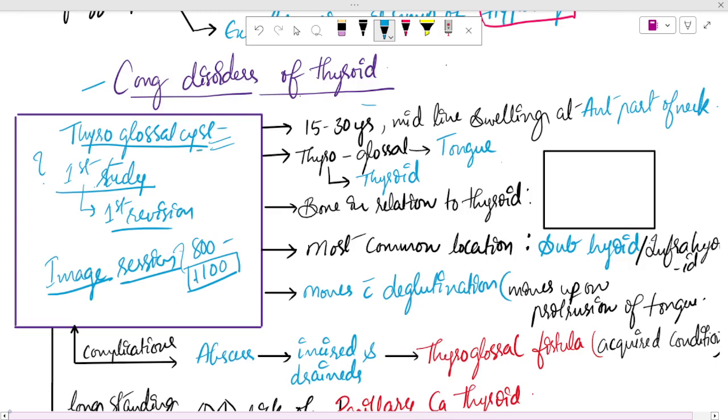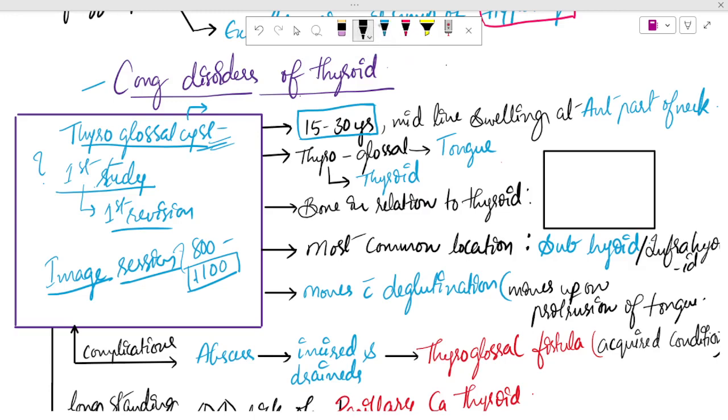So thyroglossal cyst is one of the most prominent congenital disorders of the thyroid that we see in our day-to-day clinical practice. Even though thyroglossal cyst is a congenital anomaly, the presentation of TG cyst is at 15 to 30 years of age only.